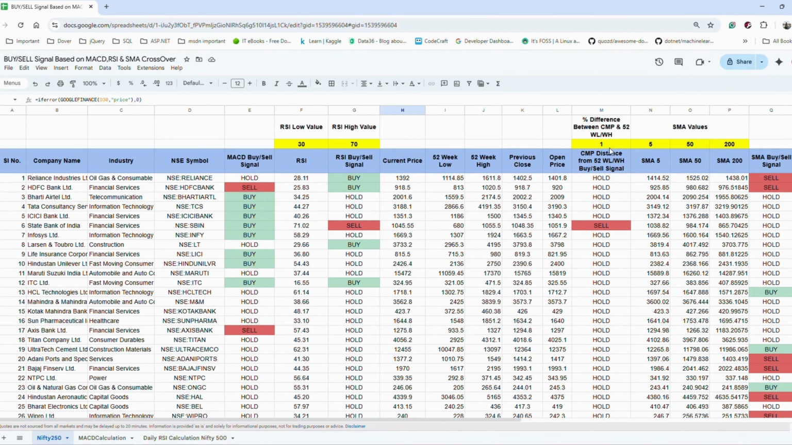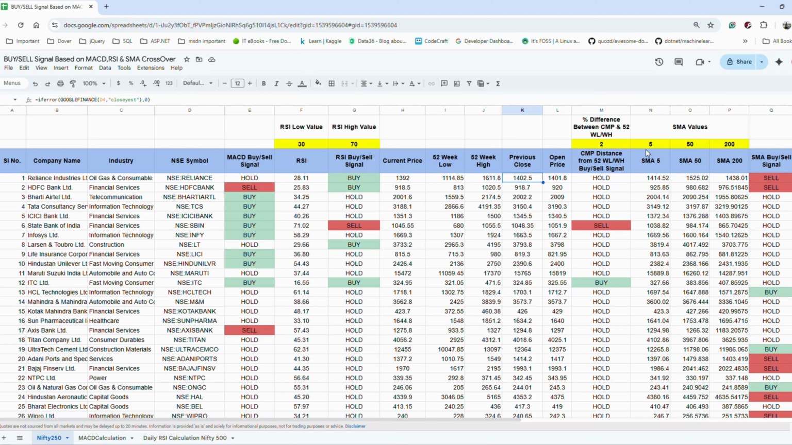So again, I'll change it to 2, which is the default one. And then I have also calculated the previous close. That means, if today's market is working, what was yesterday's close, as well as today's open price. This is needed to get this SMA buy and sell signal. I'll tell you exactly how we are calculating this buy and sell signal.